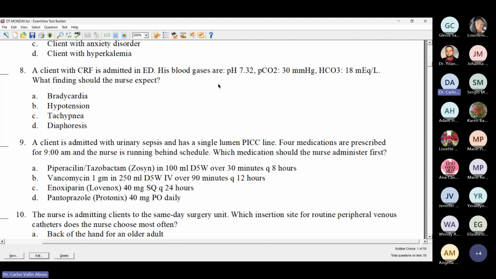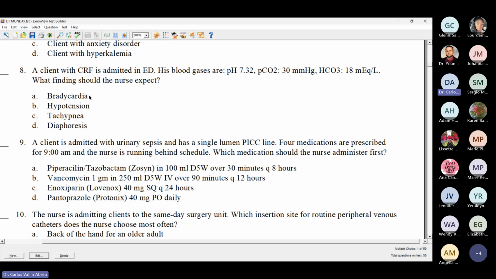Okay, with this clinical scenario, which of these four symptoms or signs do you expect to see? Bradycardia, hypotension, tachypnea, diaphoresis. So if I have a metabolic acidosis and the patient is alive, the patient needs to compensate. And the way of compensating metabolic acidosis is the Kussmaul respiration. Kussmaul respiration is a rapid and deep respiration. So the only thing that fits here in Kussmaul respiration is tachypnea.